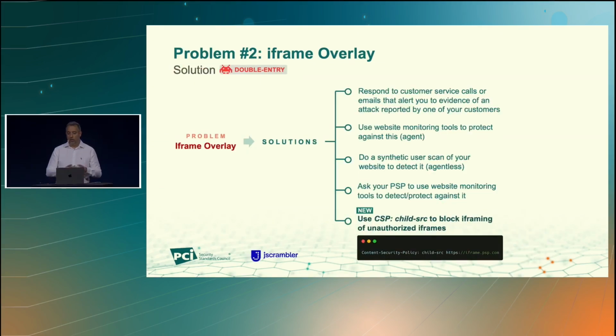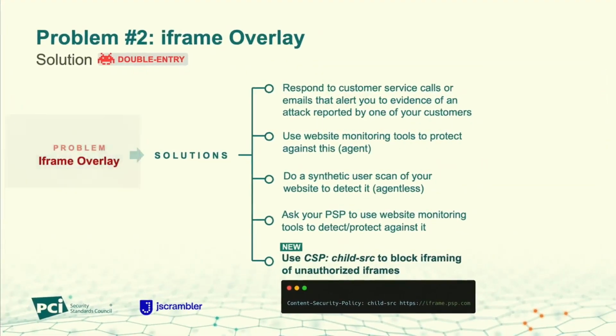And you can use exactly the same things I've mentioned before, and you can also use content security policy child-src to make a list of the URLs that you allow your page to iframe to. So this is a nice complement to all the others that I've mentioned.